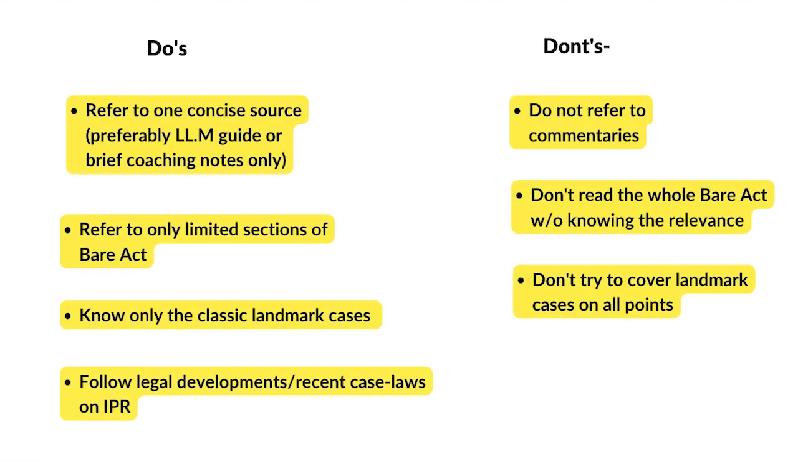Firstly, we'll discuss the do's and don'ts. Firstly, you should only refer to one good source. It has to be a very concise source. You can use an LLM guide because LLM guides specifically cover areas of these exams which are frequently tested. If you buy an LLM guide, you will see that it has very short, brief, good notes on IPR. So you are only supposed to cover that much. If you don't want to refer to an LLM guide, you can also take help of a coaching so that you can have access to good, brief notes which are relevant for the CLAT PG exam.